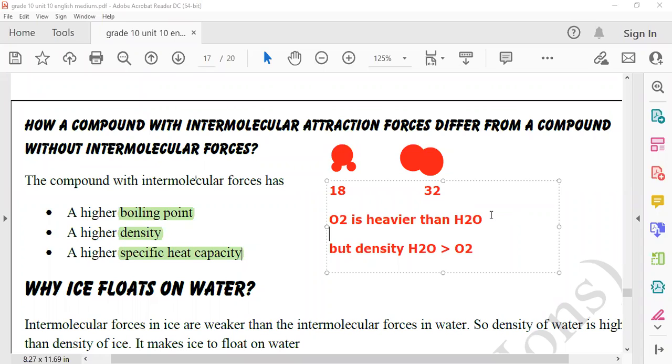Increase. Density will increase. Specific heat capacity will increase. Simple idea. Compared to a molecule without intermolecular forces, a molecule with intermolecular forces, though it's a small molecule, will show these values higher because of this. Clear? Could you please mark it down?